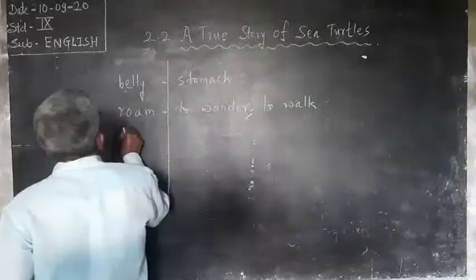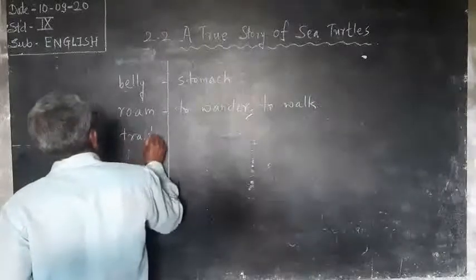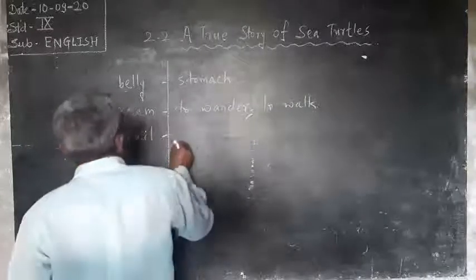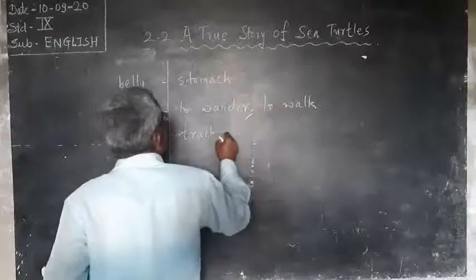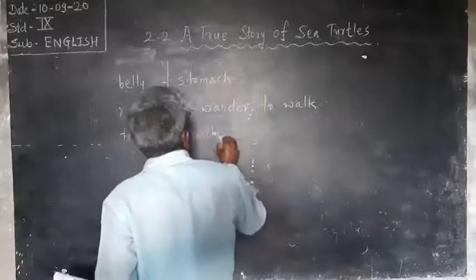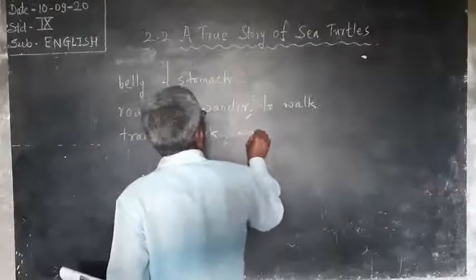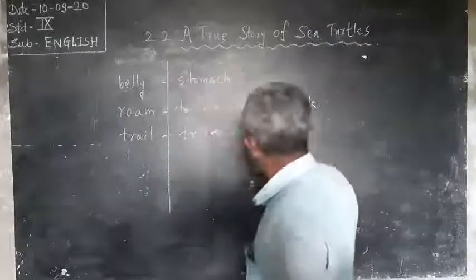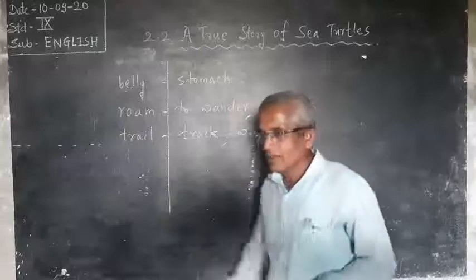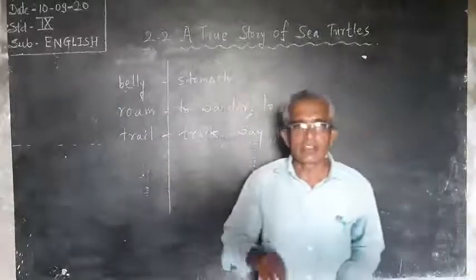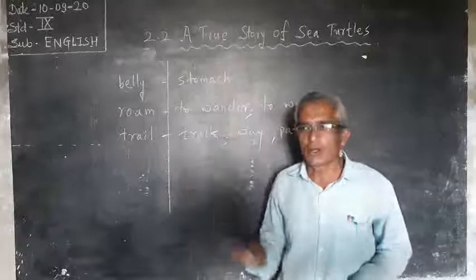Yes, T-R-A-I-L. Track. Track means what here? Way. Yes, correct. Another one? Way, or path. Instead of way, we learn path. Okay? Here, what about that trail? That turtle leaves a trail, or a path, or a way.